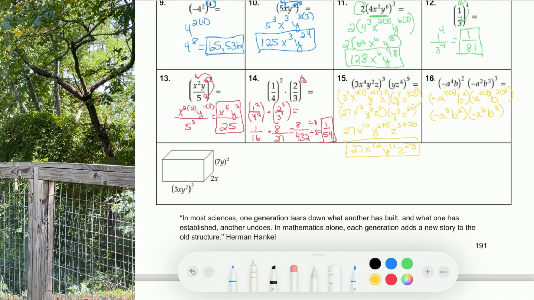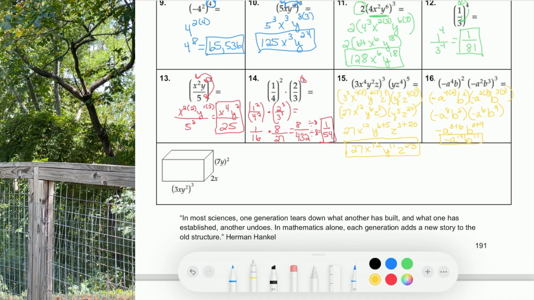All right, so let's now use our product rule. So I get negative a to the power of 8 plus 6, b to the power of 2 plus 9. And I end up with negative a to the power of 14, b to the power of 11. Scrunch that in there a little bit. All right, so that's our answer for that one.